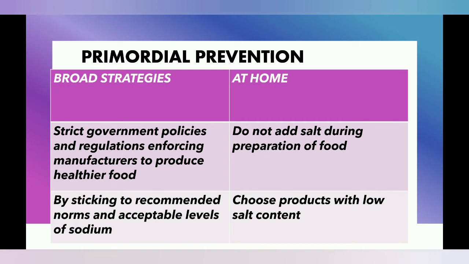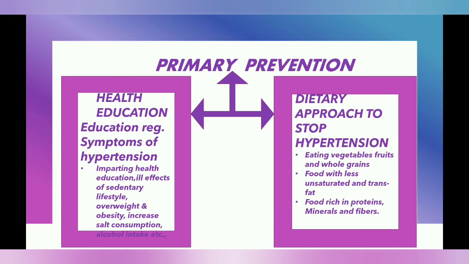Then comes the primary prevention. It is nothing but health promotion and specific protection. Health promotion is through health education regarding symptoms of hypertension, and specific protection is through the dietary approach to stop hypertension, like eating vegetables, fruits and whole grains, eating food rich in proteins, minerals and fibers, and eating food with less unsaturated and trans fat.